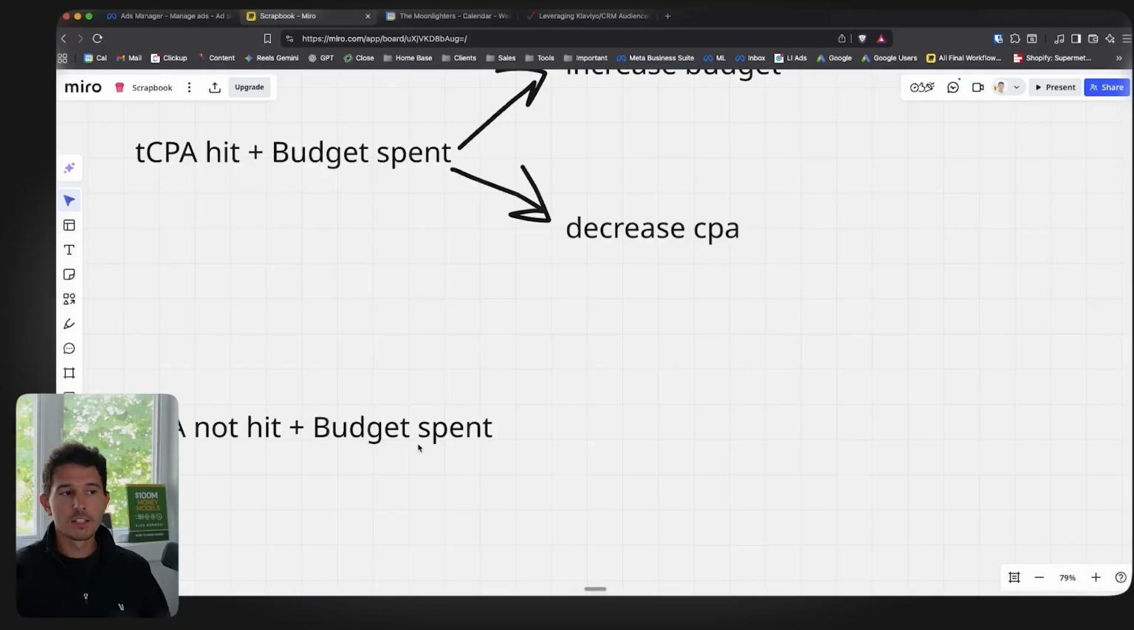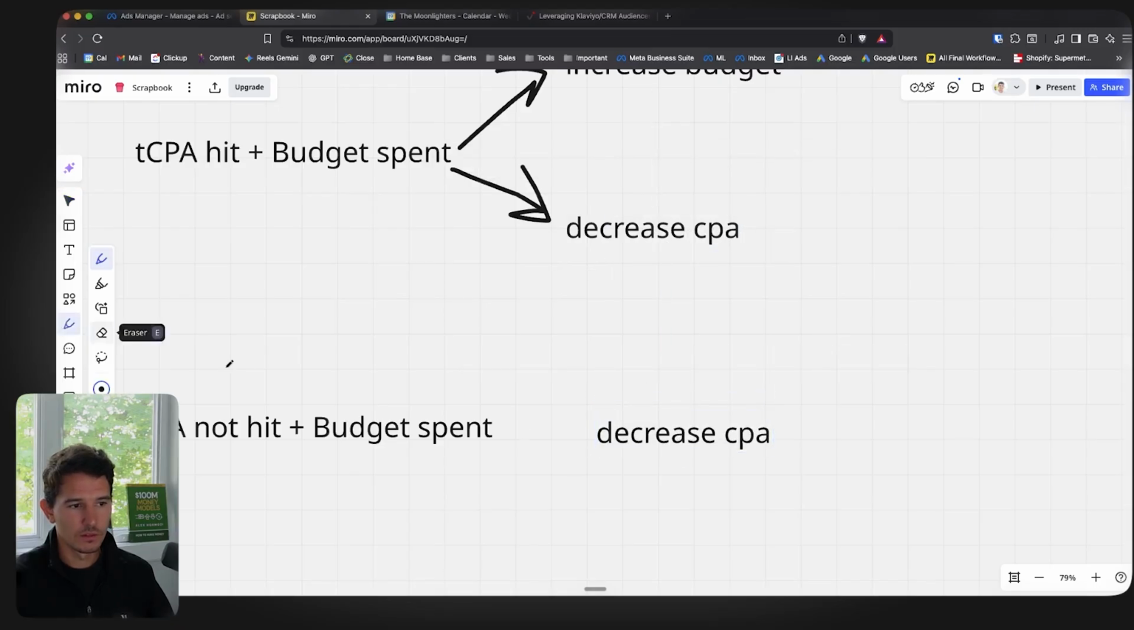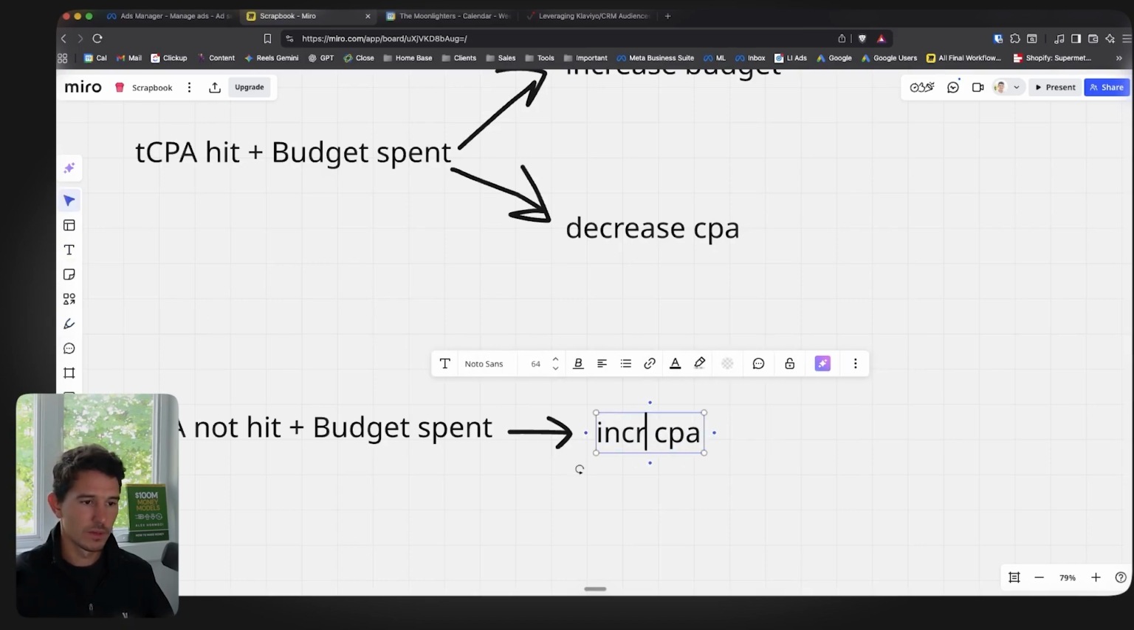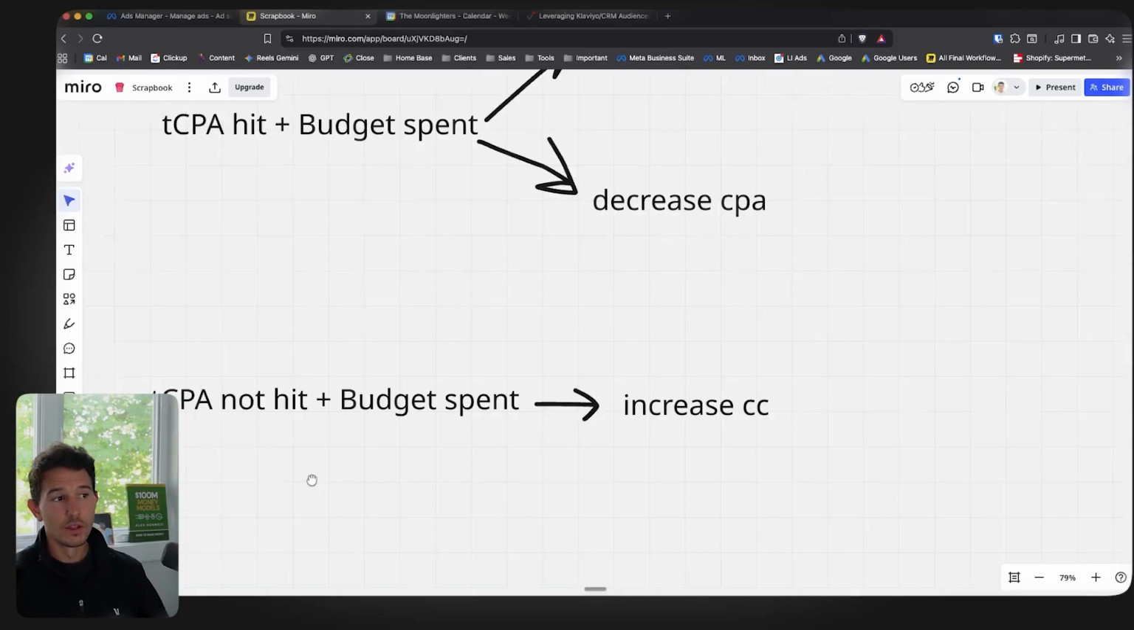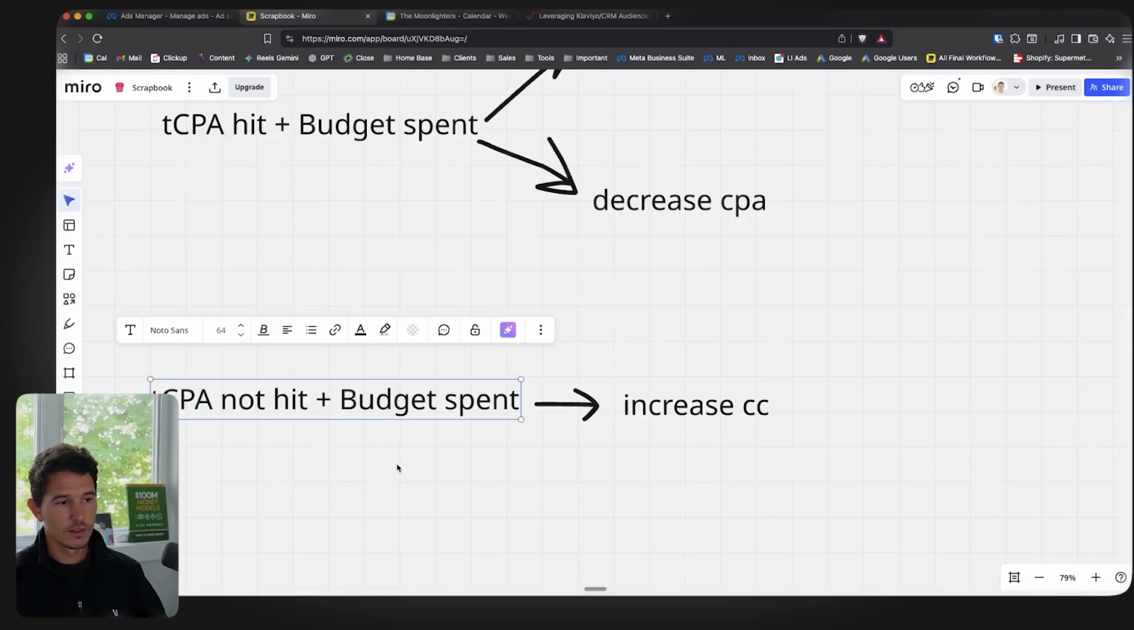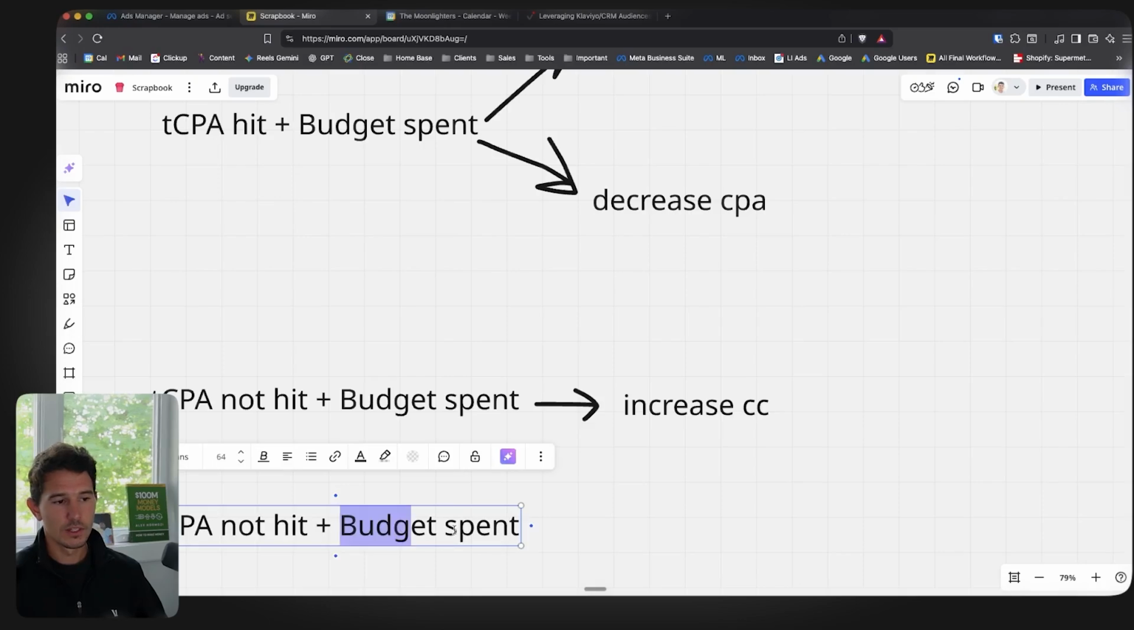So what I would recommend in this case is to be really simple here. I'm not going to overcomplicate this. Increase your cost cap. TCPA is not being achieved, budget's being spent, increase your cost cap. The reason you simply increase your cost cap here is because we don't want this budget to be spent in full. This is an easy way to start to create restriction in your account, which is what we're trying to achieve.